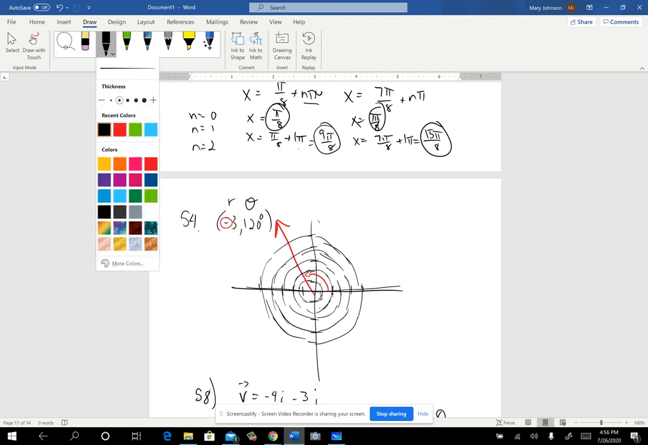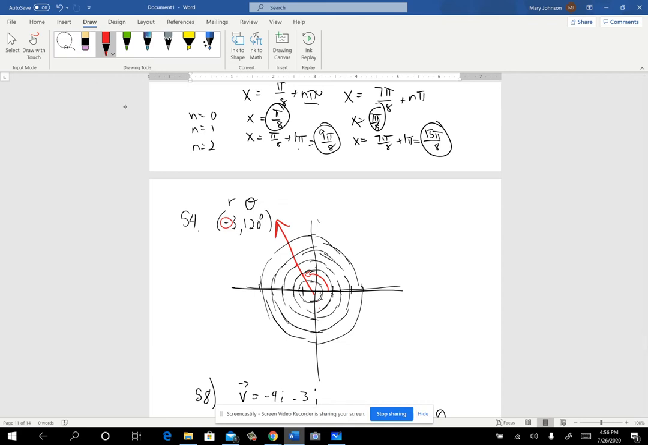Now what the negative does is this. Rather than being here, this spot would be 3, 120. That would be right there. The negative means you're going to be back here. Continue that and go backwards to 3. So that would be -3, 120.